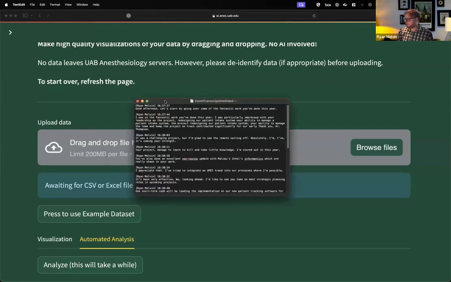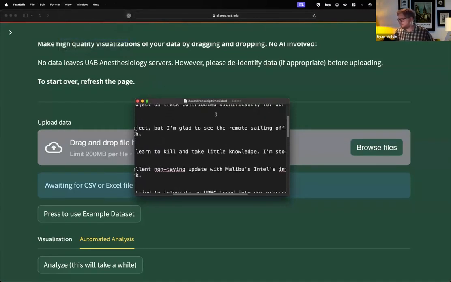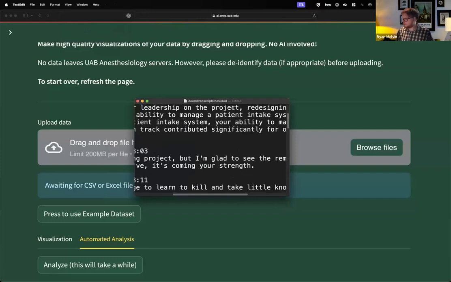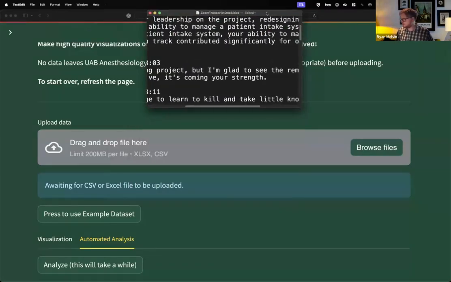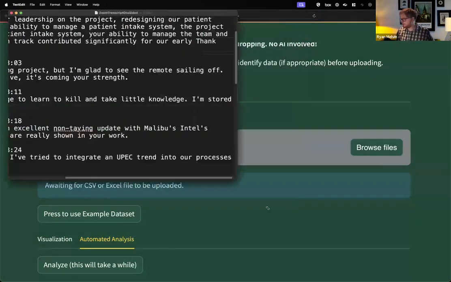Okay, so, oh, that's so tiny. Oh, my Windows snap thing isn't working.